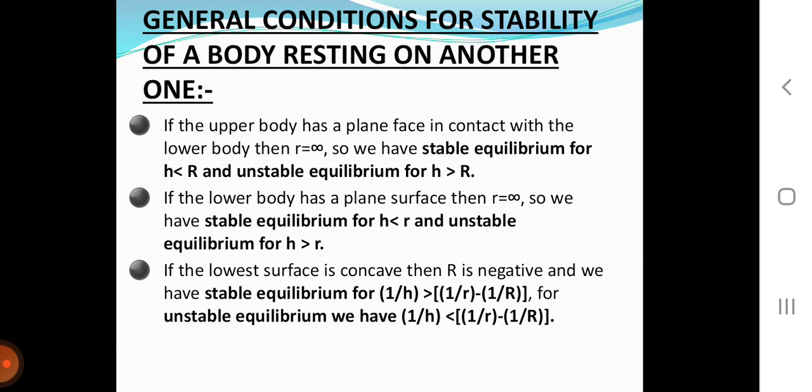If the lowest surface is concave, then capital R is negative and we have stable equilibrium for 1 by h greater than (1 by small r minus 1 by capital R). For unstable equilibrium, we have 1 by h less than 1 by r minus 1 by capital R.